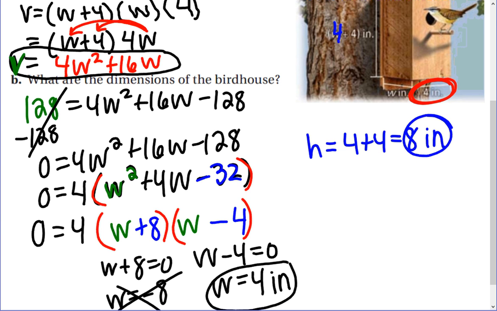And you guys can multiply those three numbers together, 4 times 8 times 4, and make sure you actually get 128 cubic inches for the volume, and you will.